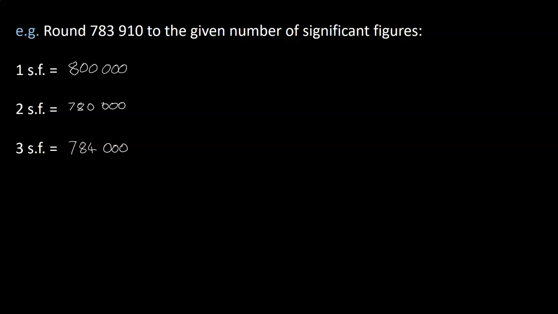However, if we were just told over the world 784,000 people have died from COVID-19, then that gives us an idea that we can have a picture in our head. So the numbers that you hear in the news often are rounded, often to 1, 2, or 3 significant figures.